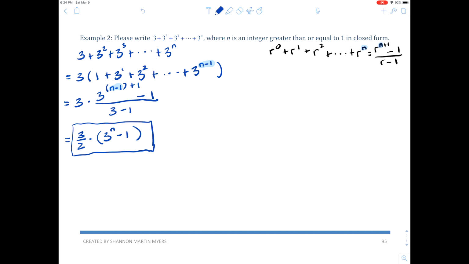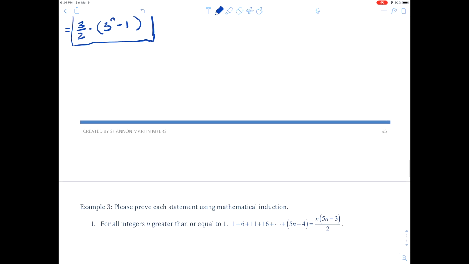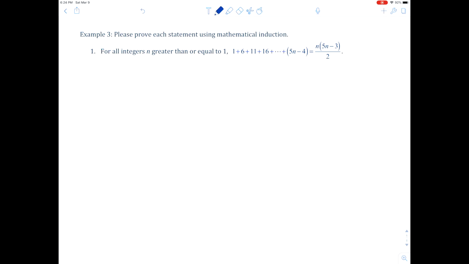All right, so next up we have just a few more examples of proofs using mathematical induction. All right, so here we go. For all integers n greater than or equal to 1, 1 plus 6 plus 11 plus 16, all the way down to plus quantity 5n minus 4 is equal to n times quantity 5n minus 3, all of that over 2. So let's do it, all right?